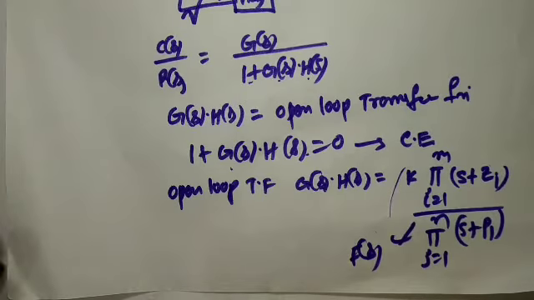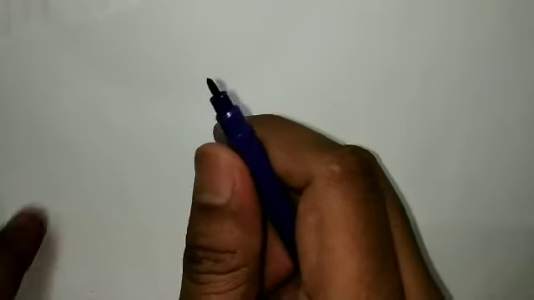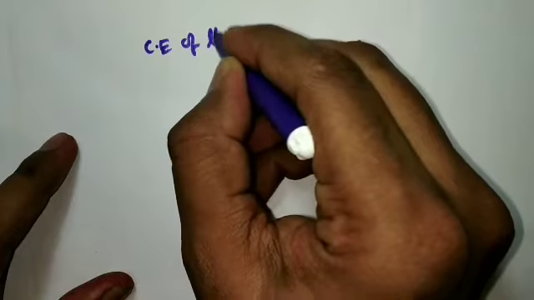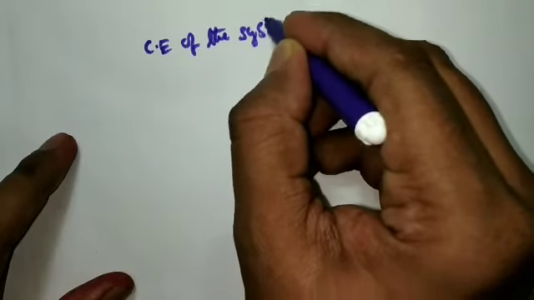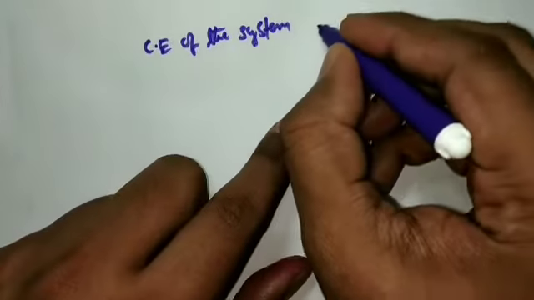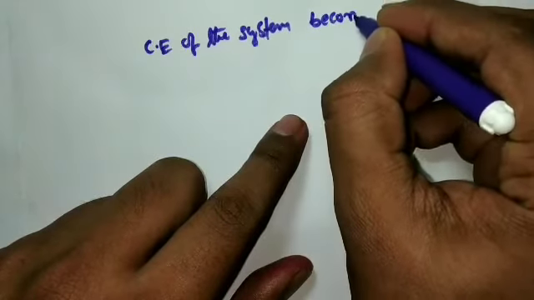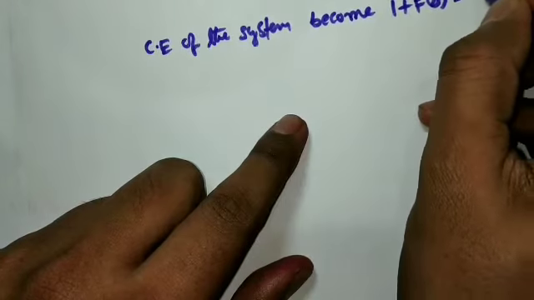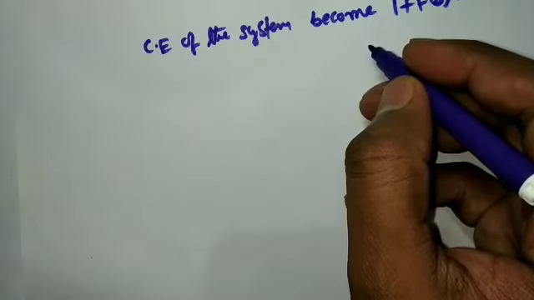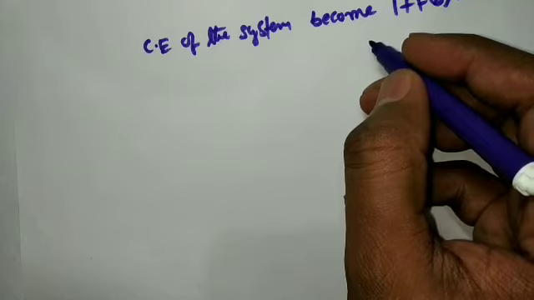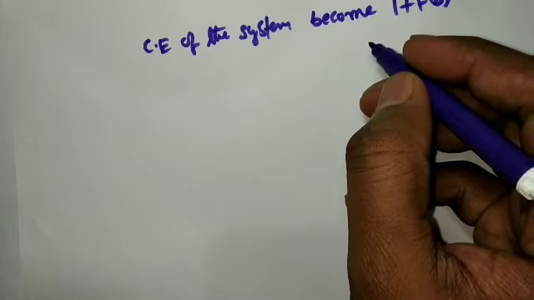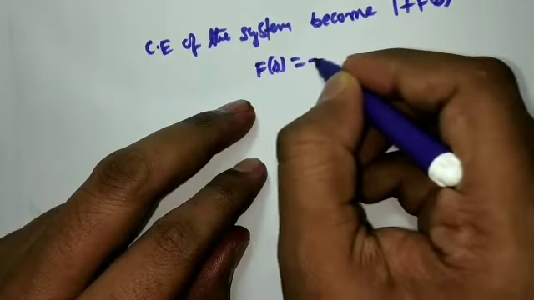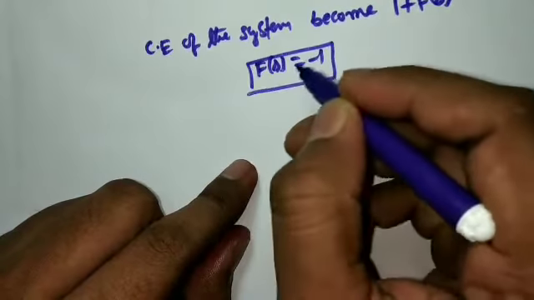Now the characteristic equation of the system becomes 1 plus f of s equals 0. It means f of s is equal to minus 1.